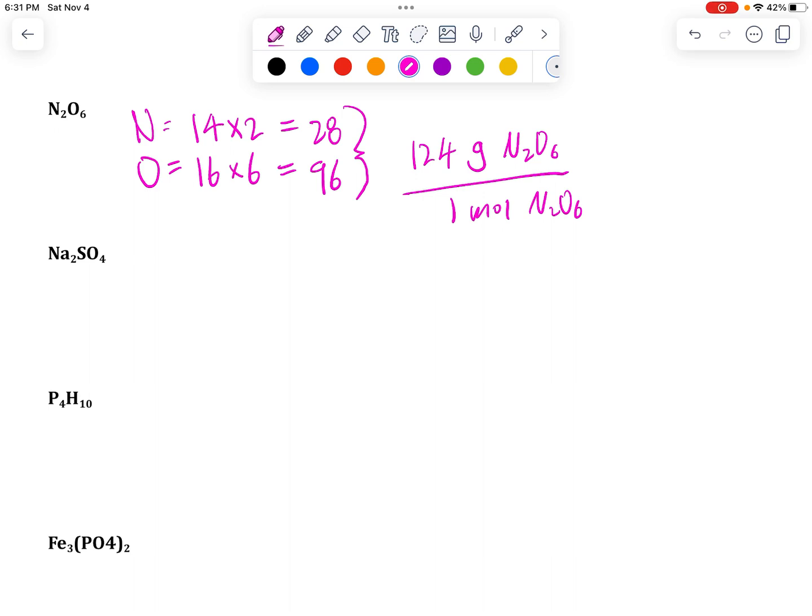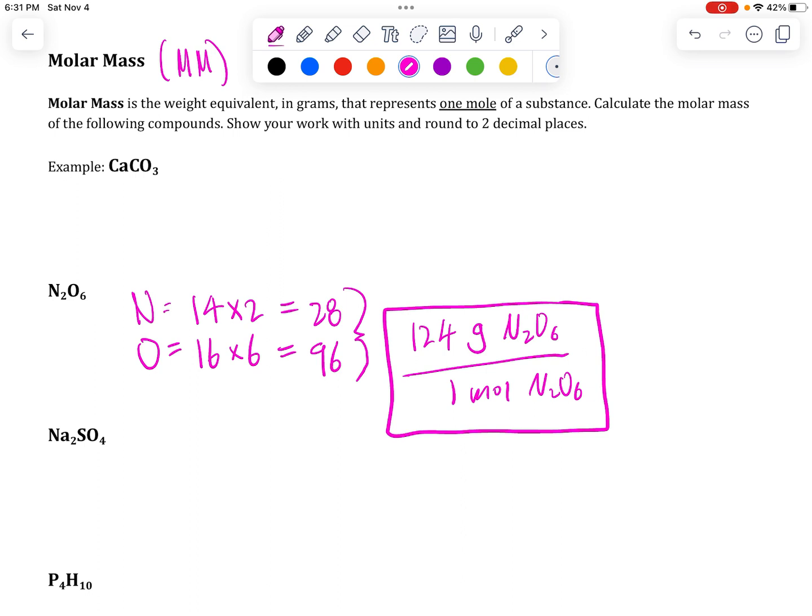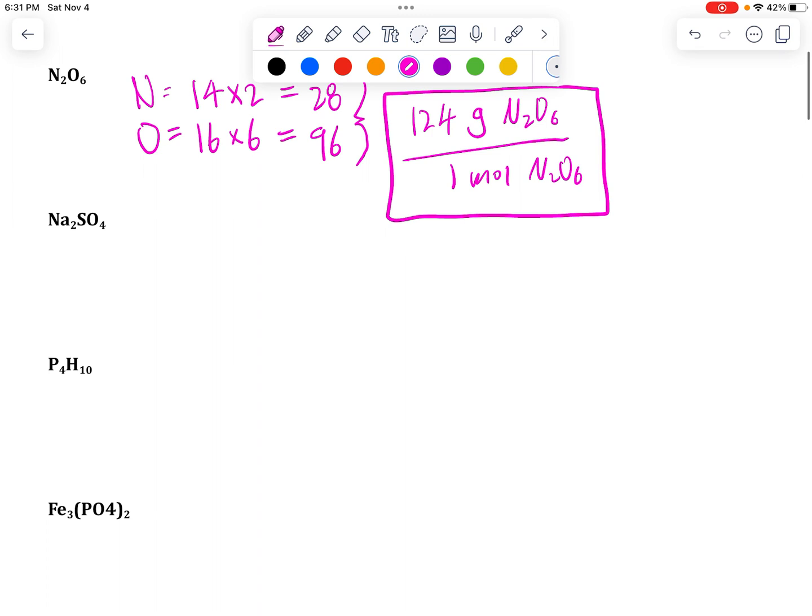Okay, so let's do a quick recap of this. If I had 124 grams of N2O6, that would give me exactly 1 mole of N2O6. Okay, all right, so that's the first question. That is how we find the molar mass of a compound, element, or whatever the substance is. As long as you know the chemical formula, you are able to determine its molar mass. Okay, let's move on to number 2.